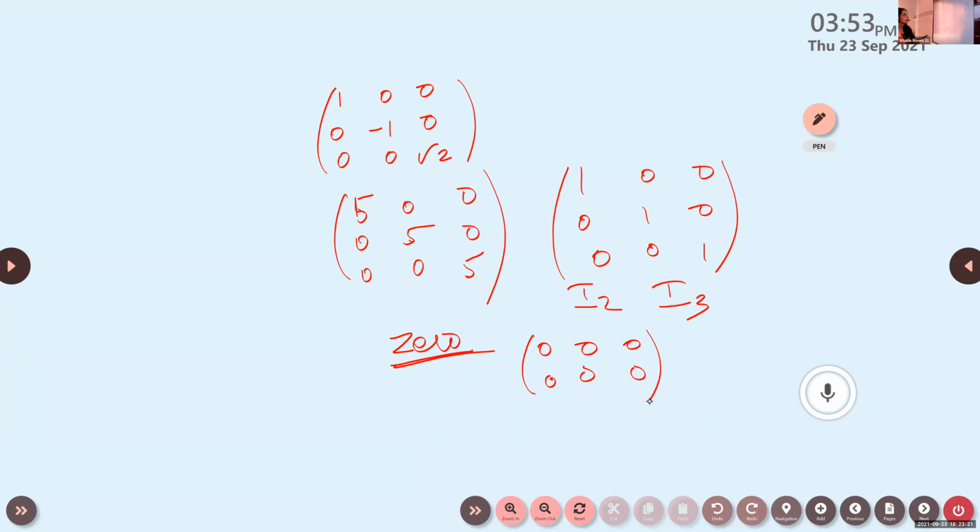Then equality of matrices. When you say two matrices are equal, two matrices are equal means orders are same and the corresponding entries are same.